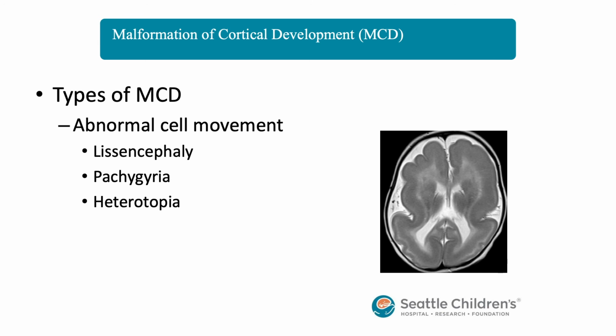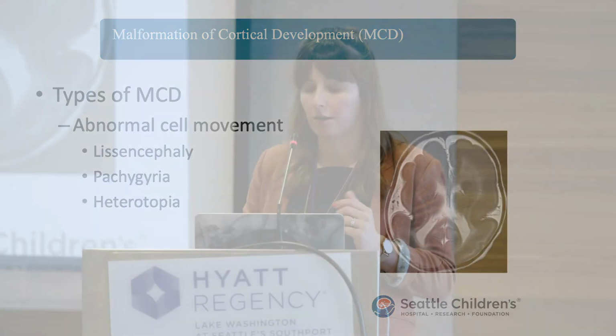Pachygyria refers to when you have curves in the brain, or the gyri of the brain, and they're just too thick, and the cells in them are too thick. And that can be genetic or acquired. And then heterotopia refers to the cells in the very middle of the brain that never moved to the outer part, and those can be very seizure-inducing.